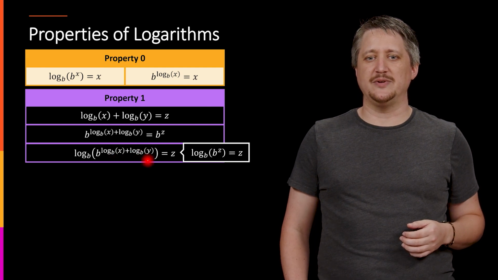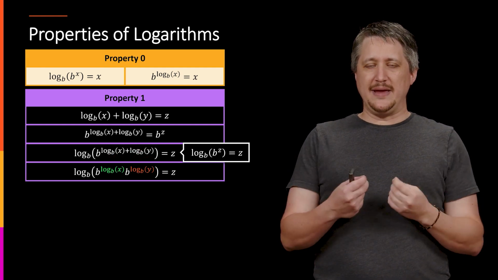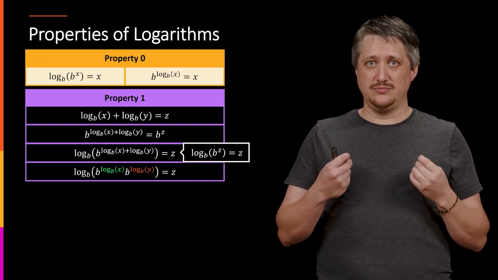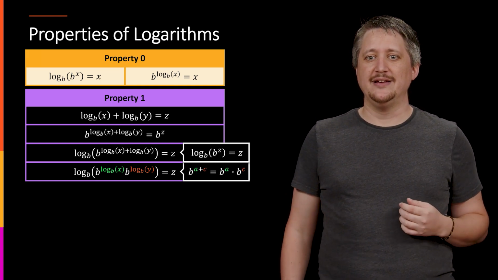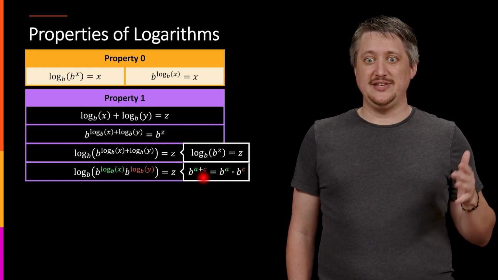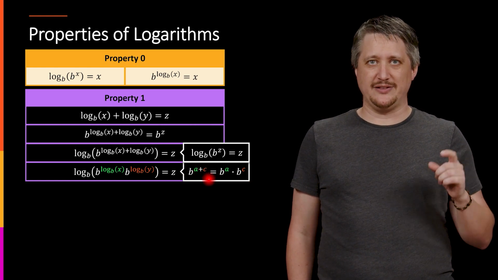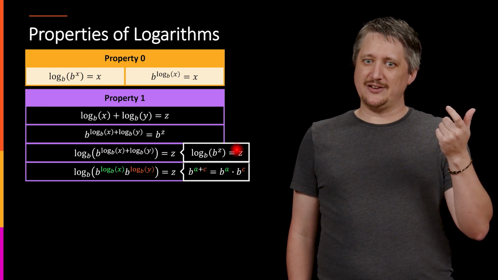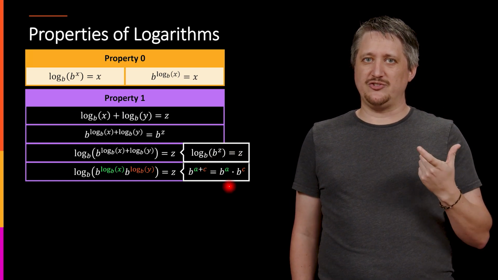Now, I can take that whole inside bit on the left, b to the log base b of x plus log base b of y, and make that a product of two terms. This is because I'm using the fact that if I have b to the a plus c, that's b to the a times b to the c. If I have addition in an exponent, I can make that a multiplication of the bases.